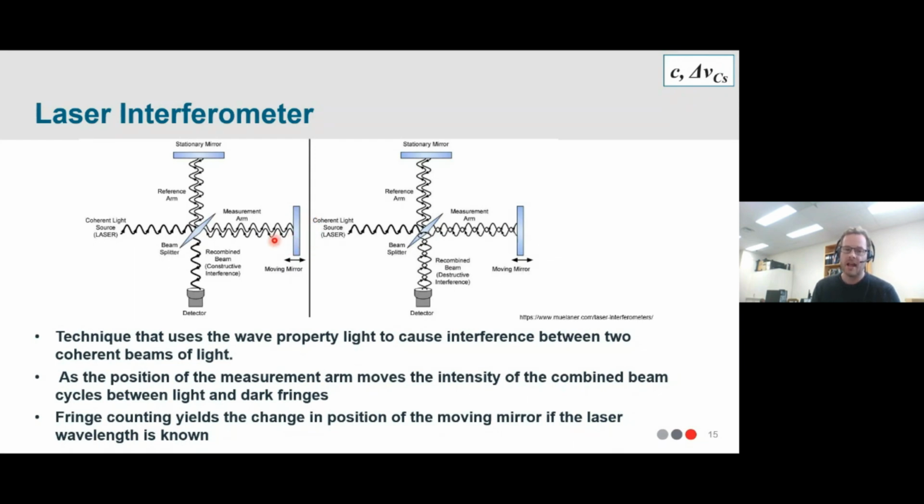And so as this moves, the beam that gets reflected back combines constructively or destructively with the beam coming from the stationary mirror. So you'll have a light fringe or a dark fringe or somewhere in between, and that intensity is measured by this detector. And so as you move the coil or the moving mirror, you go through light and dark fringes, and the count, or the movement, is dependent on the wavelength of the laser. And the wavelength of the laser, again, is traceable to the speed of light and time and frequency.